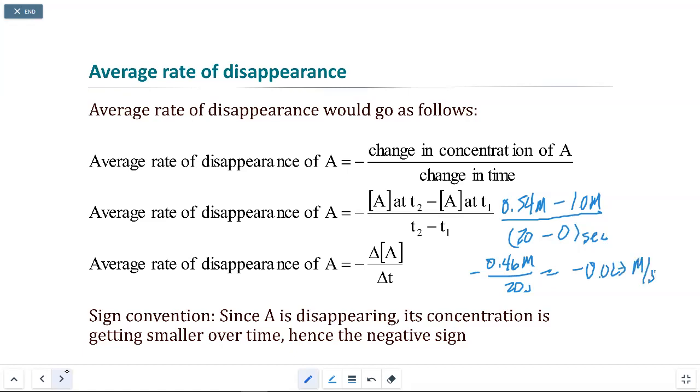And so if we do the math out here, what we get is that A has a rate of change of negative 0.23 molar per second. Same calculations, same everything. Why is this one negative? Well, because this is a disappearance. B was appearing, so its concentration was getting higher. A is disappearing, so its concentration is getting lower.